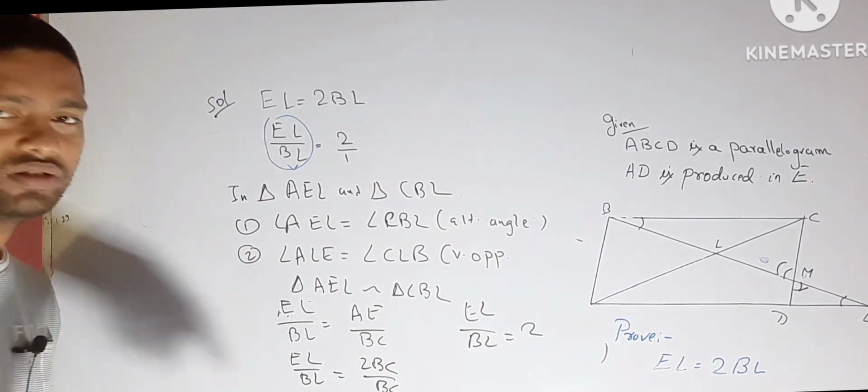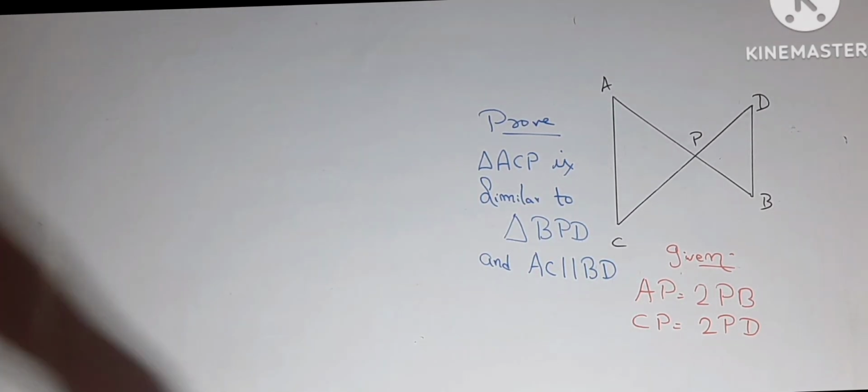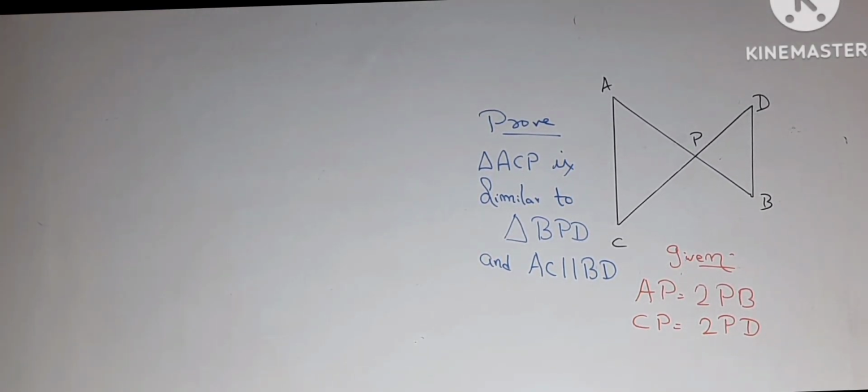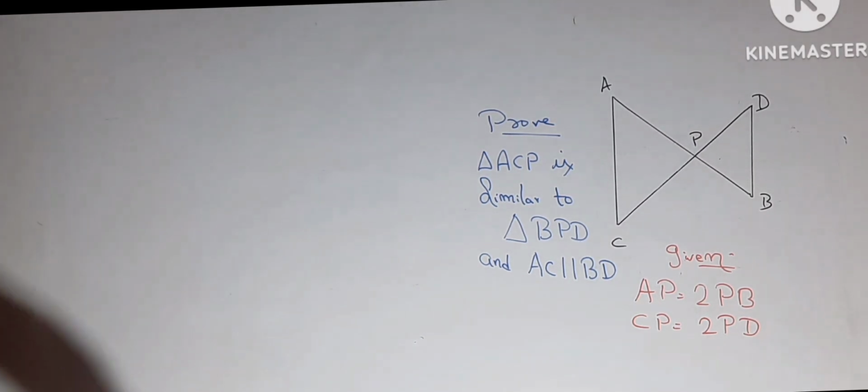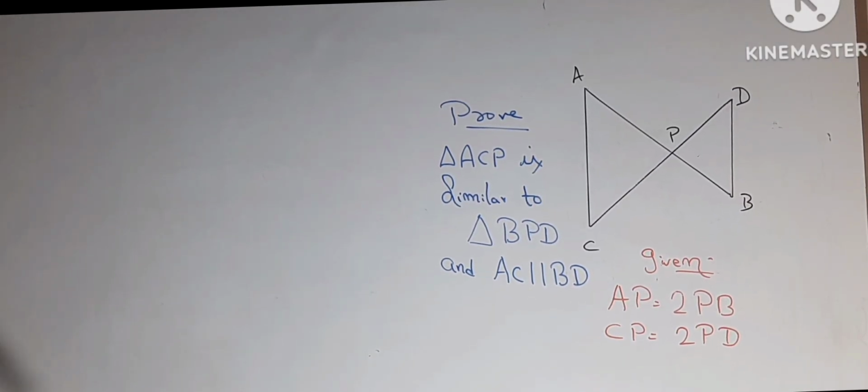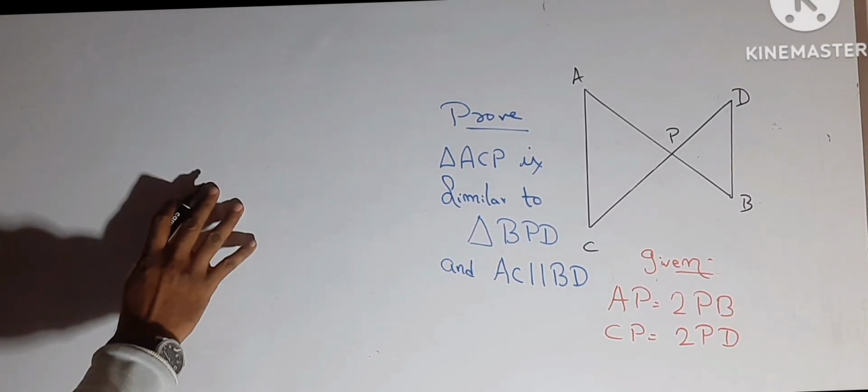Okay, so next question. This is your next question. They have given you the diagram. In that they are saying AP is equal to 2 times PB and CP is equal to 2 times PD. And what I have to prove is that triangle ACP is similar to triangle BPD. So we have to prove the two triangles are similar. Simple question. For that, what will we do?